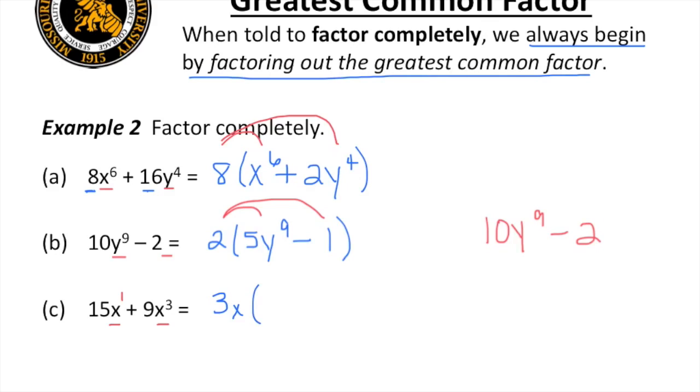After dividing each term by 3x, we're left with 5 plus 3x squared. Again, we can check that we have factored properly by multiplying the expression that we've written in factored form to see that we get the same expression that we started with.